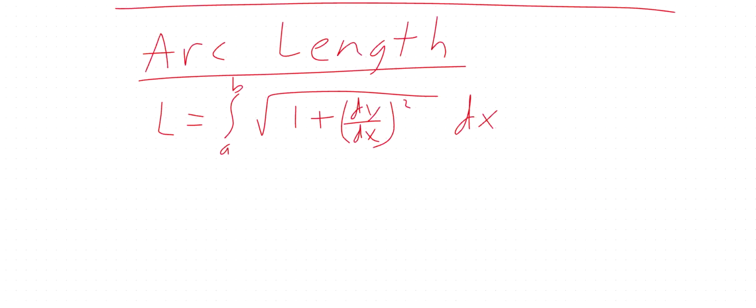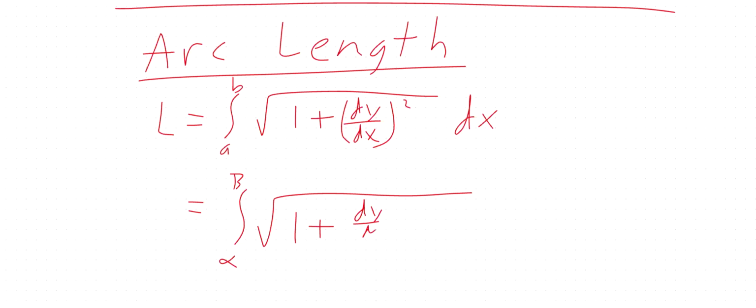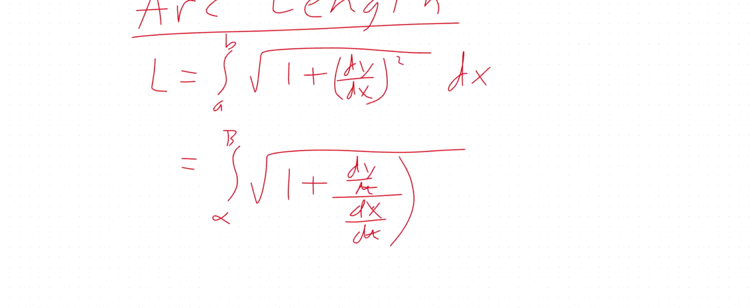But we're going to need to use other coordinates. We have to change this into our parametric equations. So we're going to go from alpha to beta now. We're still going to have our 1 plus, but now it's going to be dy/dt over dx/dt all squared. And then we're going to need to put a dt on the bottom there and a dt out front there.